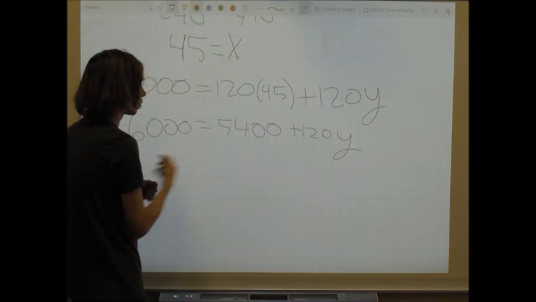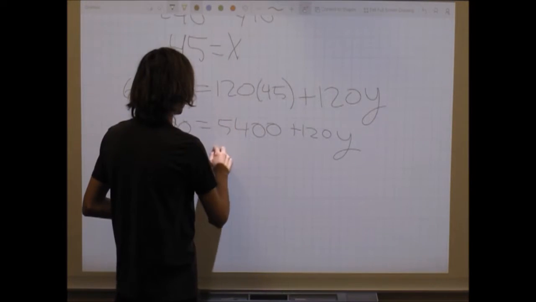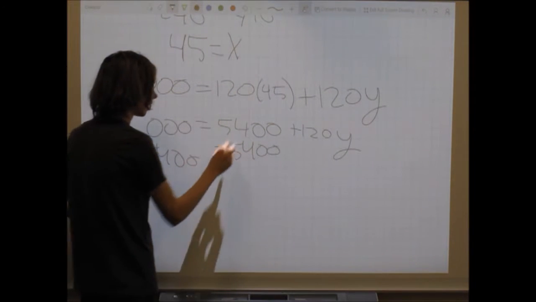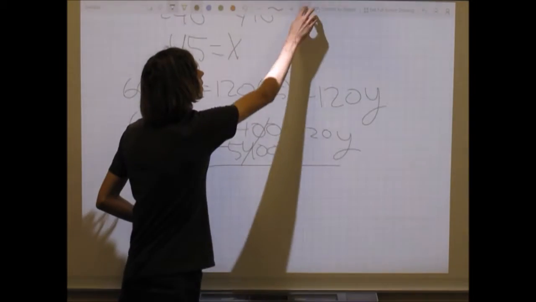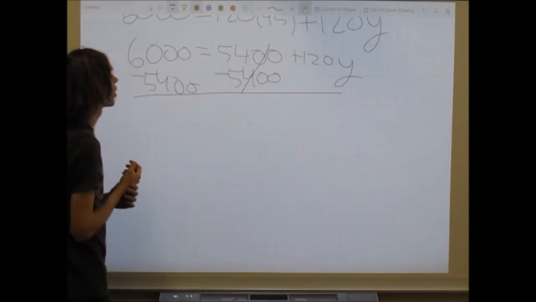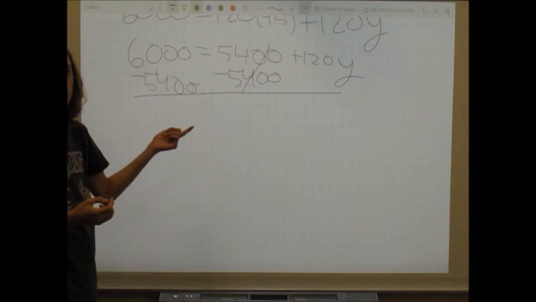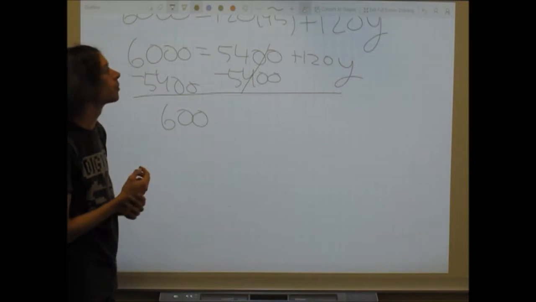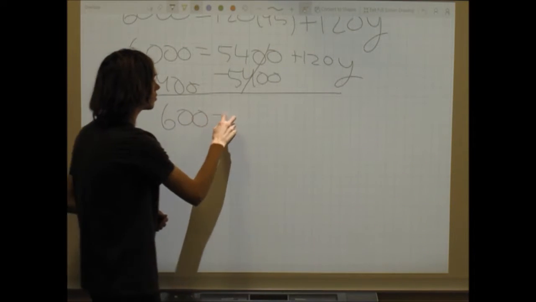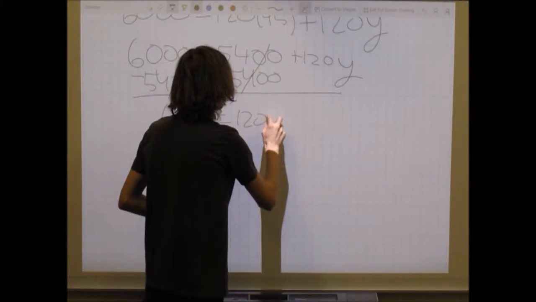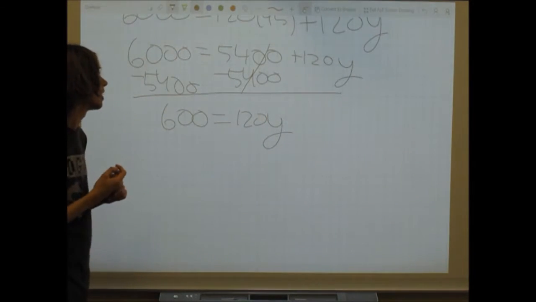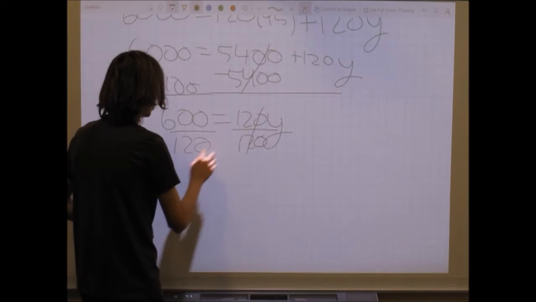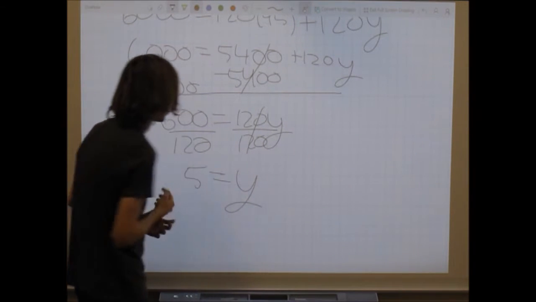Okay, and now we're going to subtract 5,400 on both sides, right? So that cancels there, and then 6,000 minus 5,400 is just going to be 600, right? Basically like 1,000 minus 400. And so over here we just have the 120y. And then if you divide both sides by 120, we get y equals 5.